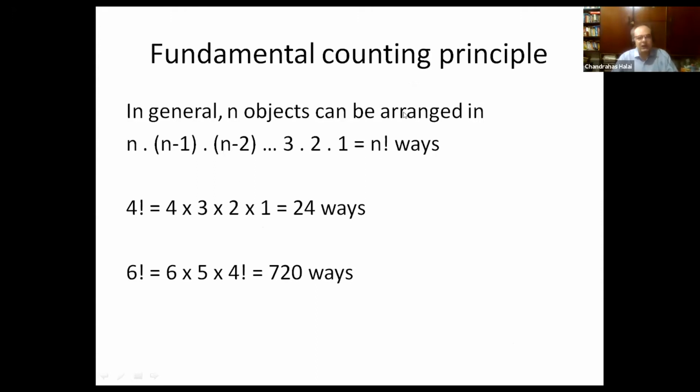So we can have a general formula, which is known as the fundamental counting principle. I can arrange n objects in n times n minus 1 times n minus 2 times and so on, times 3 times 2 times 1. That is, in general, we call it n factorial ways. So 4 factorial ways is 4 times 3 times 2 times 1, that is 24 different ways. And if you have 6 different objects, they can be arranged in 6 factorial ways, that is 720 ways.